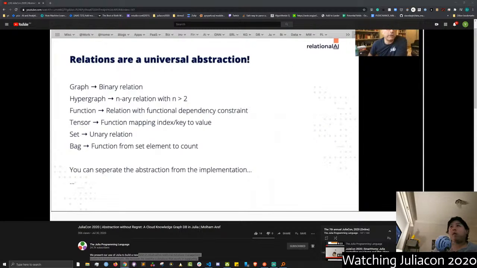Of course, relations are a universal abstraction. You saw just now how we represent a graph with a binary relation. We can also represent a hypergraph, where you have edges between 3 or more nodes, as an n-ary relation. Functions are also represented via graphs, tensors, sets, bags, and so on. And the cool thing about the relational paradigm is that you can separate the abstraction from the implementation. Relations can be mapped to adjacency lists, to B-trees, to hash maps, to a variety of data structures that might be more or less suited for a particular data set and particular payload.